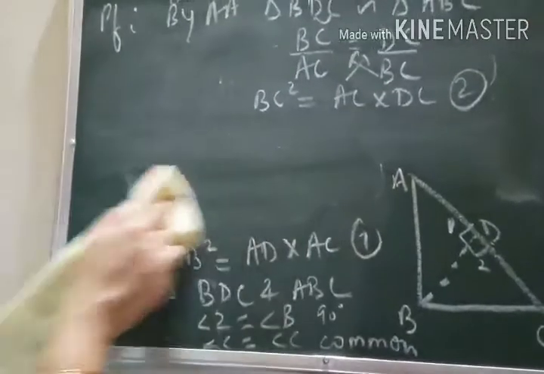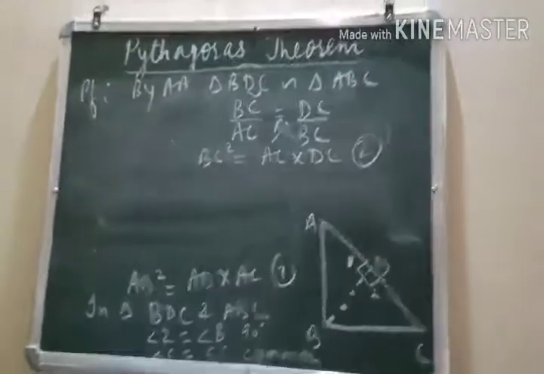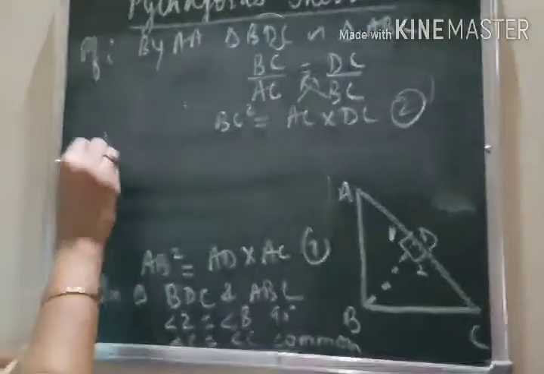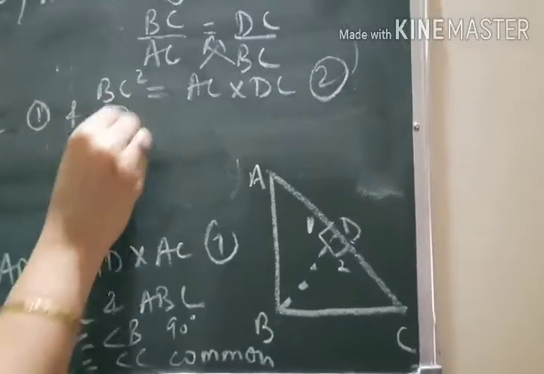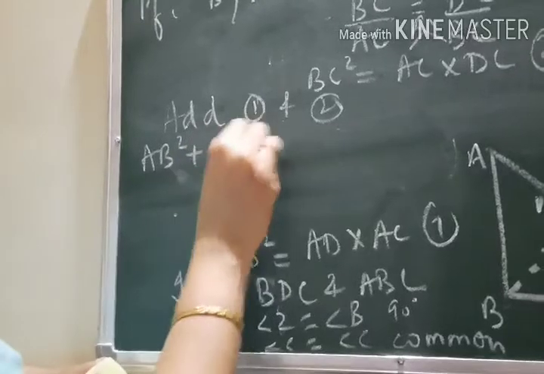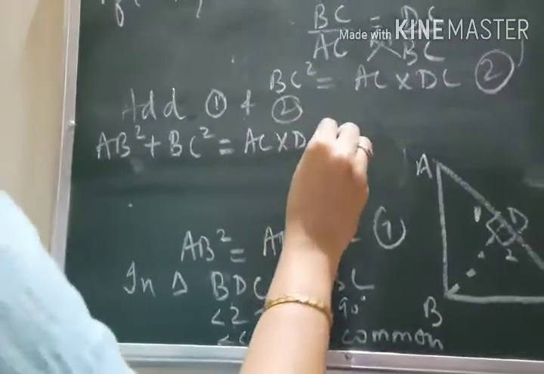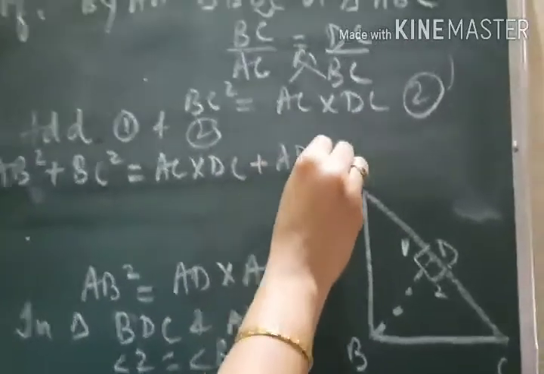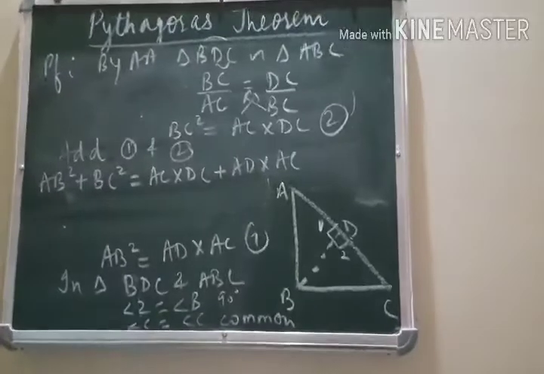If you look at it carefully, we are getting BC square and AB square. What we need to do? We need to add them to get the answer. Because when you look at what we have to prove, AB square and BC square are getting added. So add 1 and 2. AB square plus BC square is equal to AC into DC plus AD into AC. Left hand side is added to left hand side, right hand side is added to right hand side.